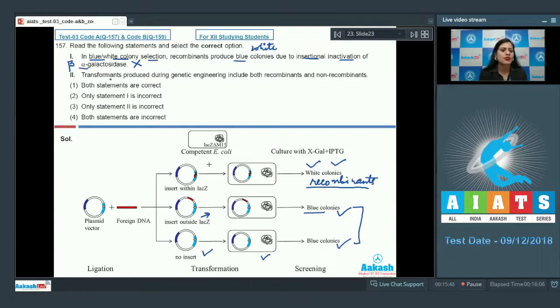The second statement is, transformants produced during genetic engineering include both recombinant and non-recombinant, and this is a correct statement. As you can see here, after transformation, there could be recombinant or non-recombinant. Now let's discuss the options. The very first option given is, both statements are correct. This is an incorrect option. Only statement 1 is incorrect. This is a correct option and is a correct answer to our question. Only statement 2 is incorrect. This is an incorrect option, and both statements are incorrect is also an incorrect option. So the correct answer for this question is option number 2. Let's discuss our next question.